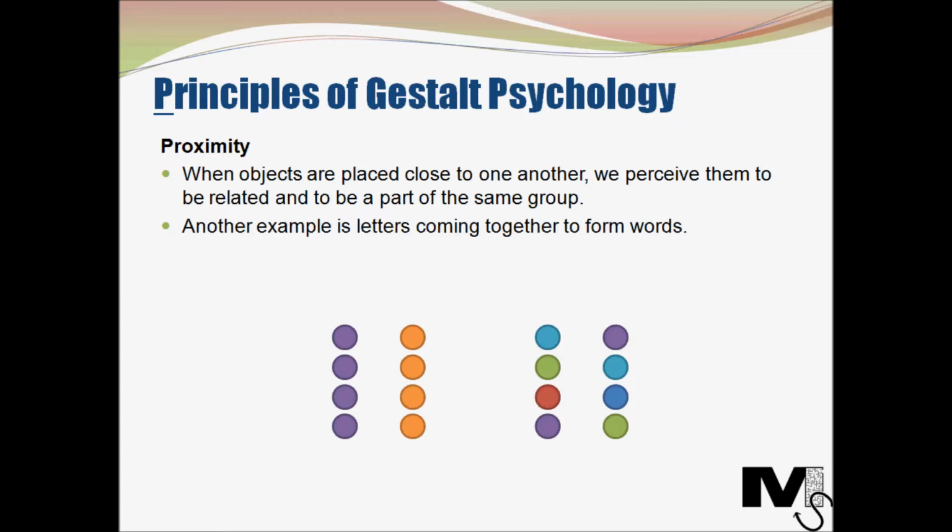Now, in the graphic, we see a group of 8 dots, and we see that they're grouped into 2 parts, and we see 2 groups. And we clearly see 2 groups even if the colors are mixed together. And this is the effect of proximity. Another example is letters coming together to form words. It's essentially the same alphabets used to produce so many different words, right? It's just that they're clubbed together to form different words.